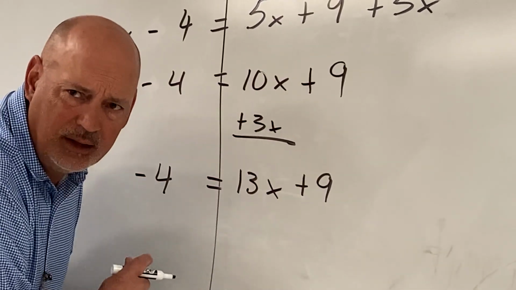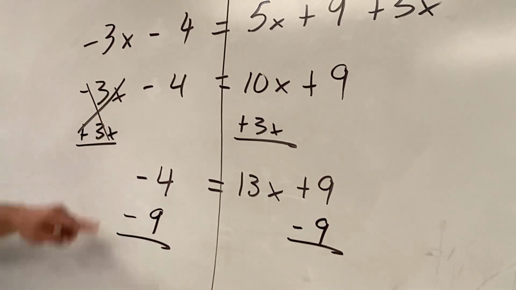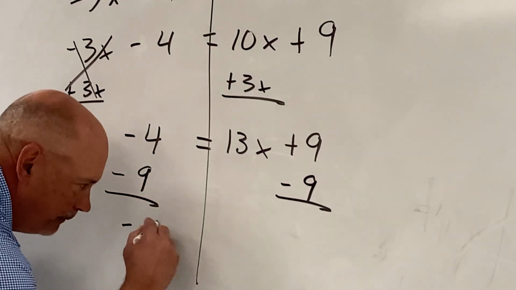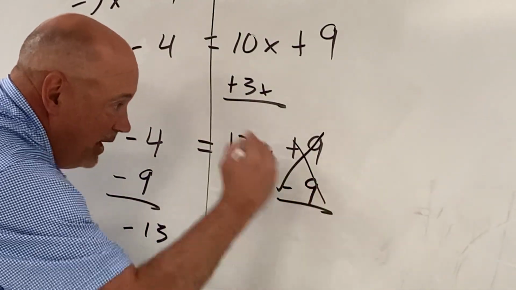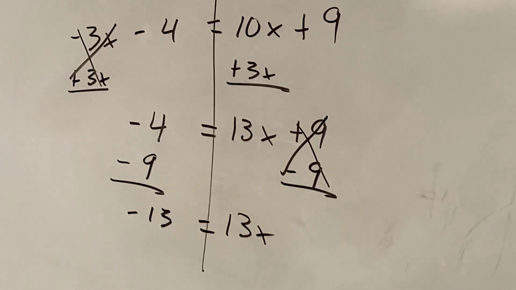Minus 9. What is negative 4 minus 9? Negative 13. And we got 13x over here. Are y'all with it? All right, what would you get rid of next?